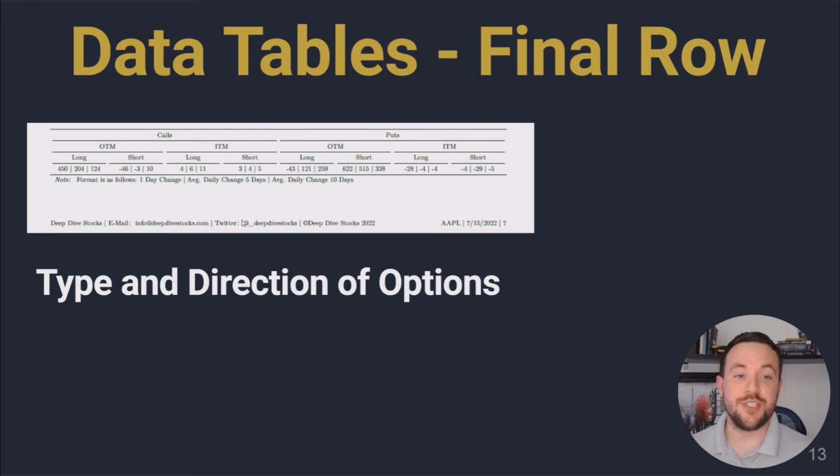So this tells us, for instance, on Apple, that over the past 10 days, the daily change on average has been a 124% increase in the amount of dealer out of the money long calls. In comparison, over the past 5 days, the average increase has been 204%. And then the change from the day prior is 450%. So we can see a progressively increasing amount of dealer out of the money long calls being opened.